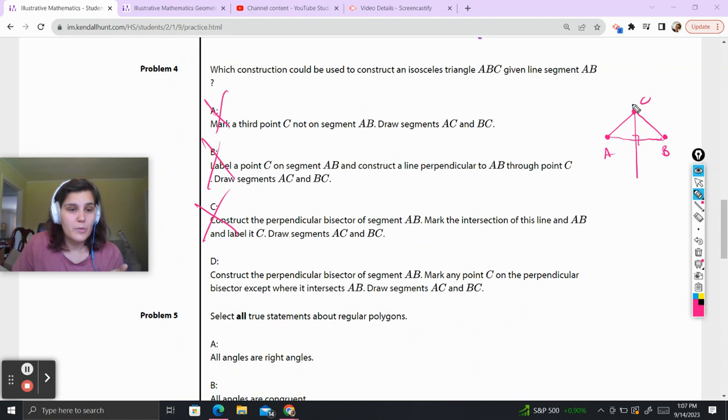Now, based on our perpendicular bisector rule, we know that the points on a perpendicular bisector are equidistant to the endpoints of the segment that we just bisected, which means this segment is going to be equal to this segment, which makes this an isosceles triangle. So D is our correct answer. All right, let's go. Next question.